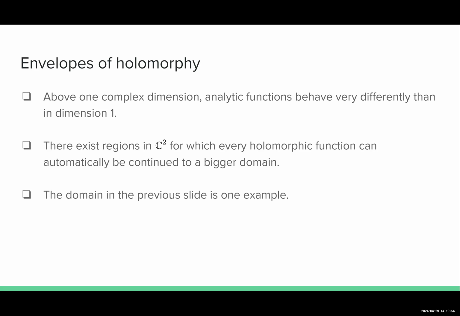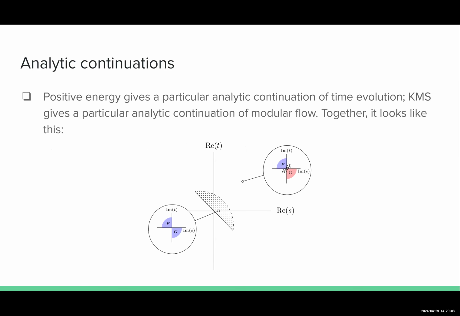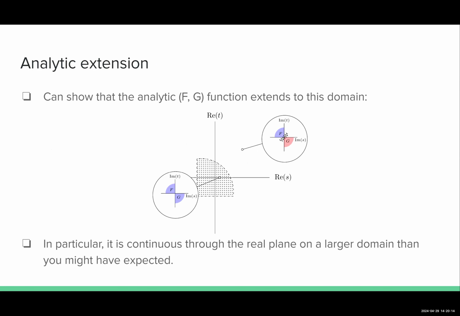Above one complex dimension, analytic functions behave very differently than in one complex dimension. There exist regions in two complex dimensions for which every holomorphic function can automatically be continued to a bigger domain. And the domain we just drew, this sort of imaginary second quadrant, imaginary fourth quadrant, and so on, is one of these things. And I can draw for you the bigger domain.